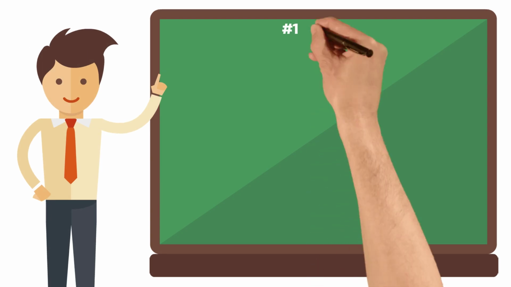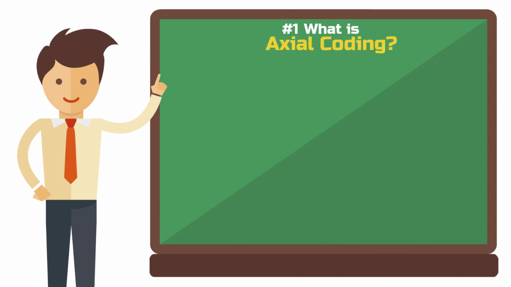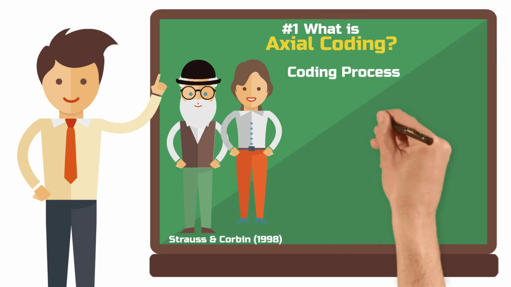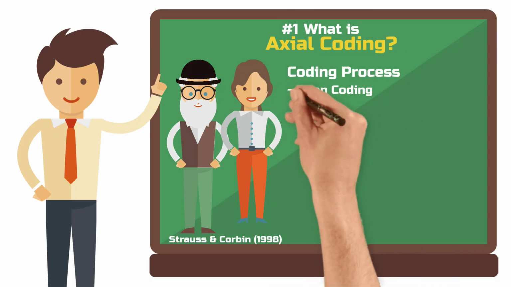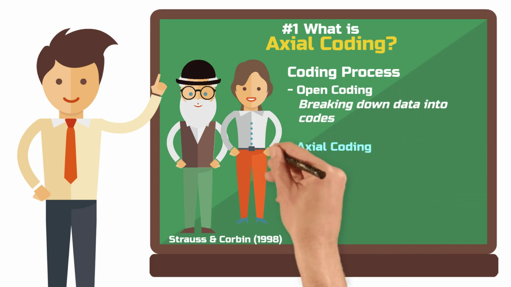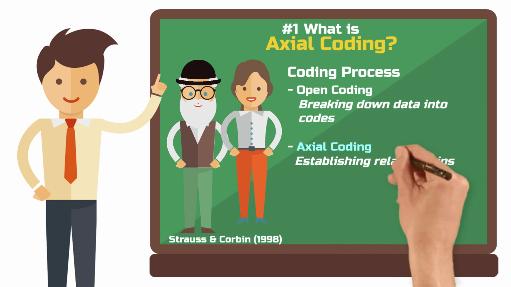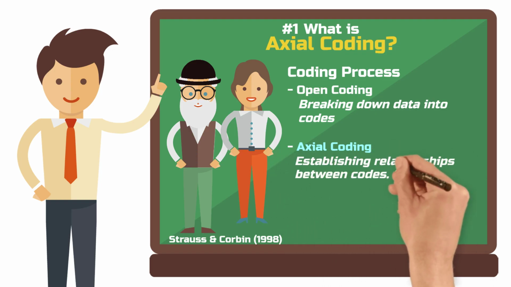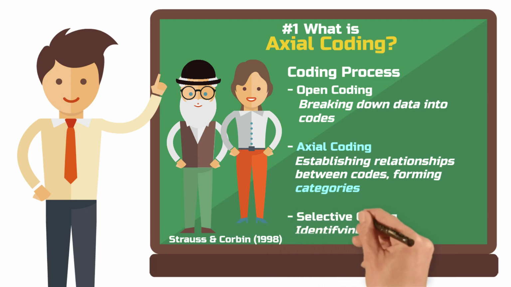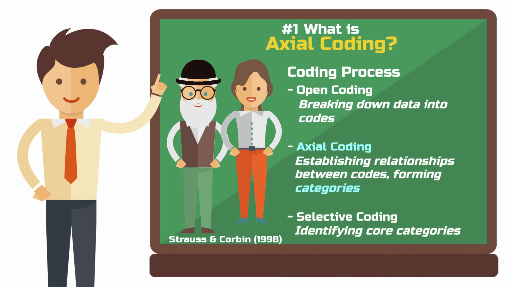Axial coding is the second step in the three-stage coding process developed by Strauss and Corbin. The process begins with open coding, in which the data is broken down. In the next step, axial coding, relationships between these codes are identified and organized into broader categories. Finally, in the stage of selective coding, core categories are developed.